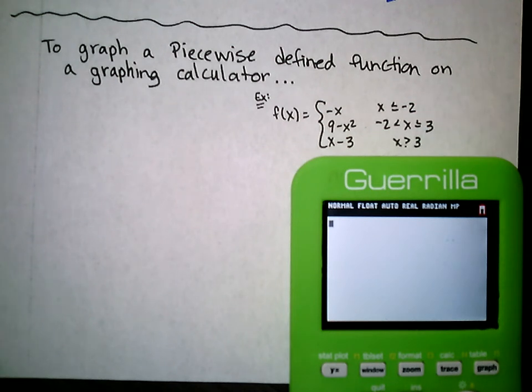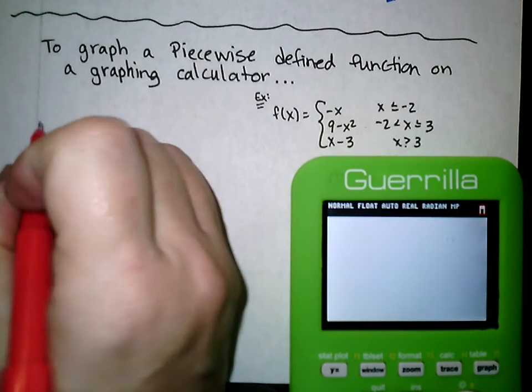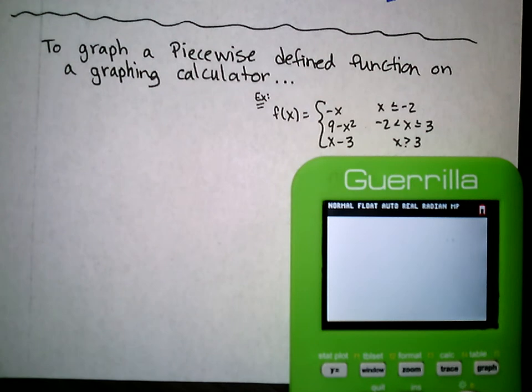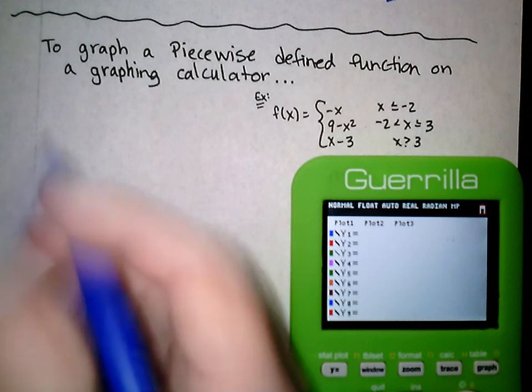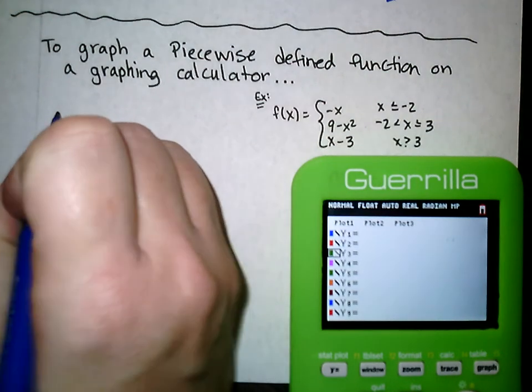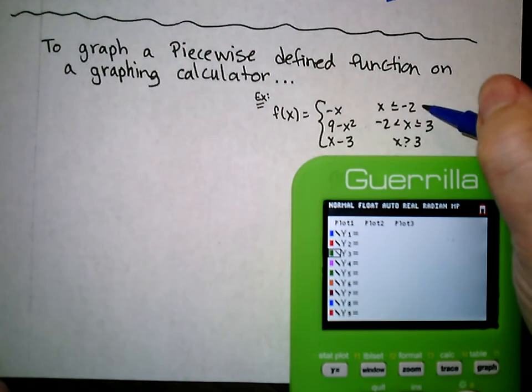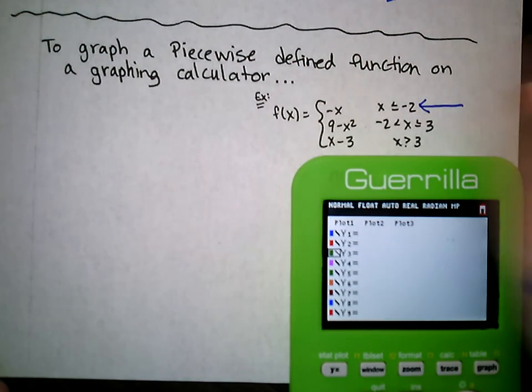So let me get my stuff here. Okay, so in y1 equals, let's see, I wonder what color mine are. Okay. Maybe I'll change this color here. Okay. So I am going to graph in y1. That's going to be my first zone here.